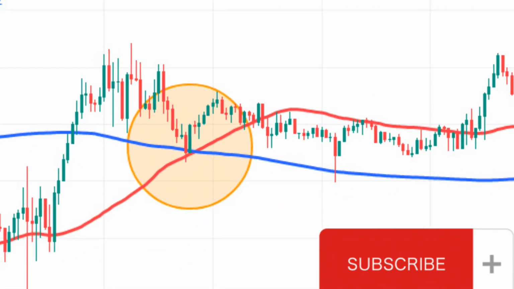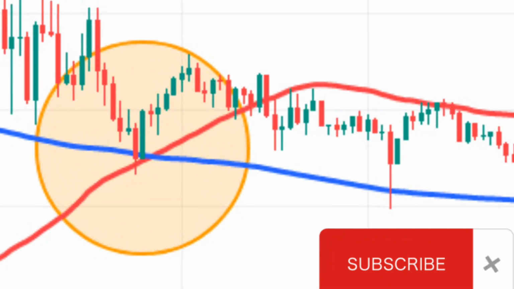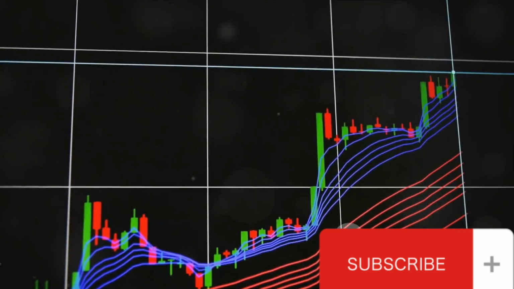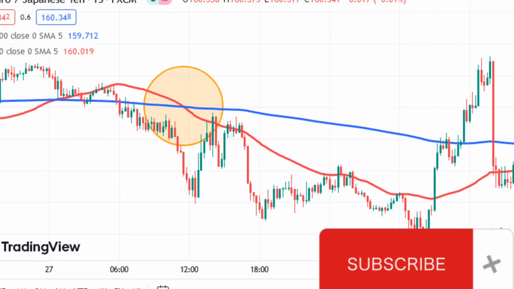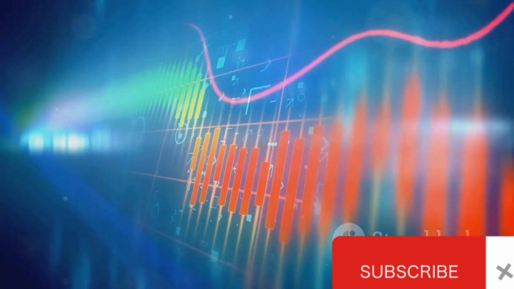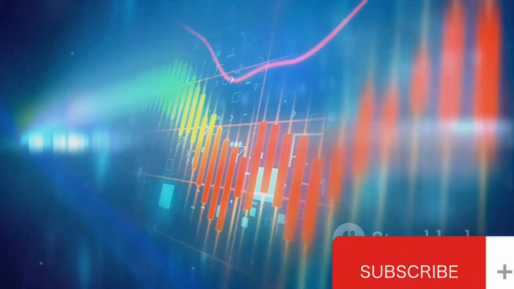When the shorter moving average crosses above the longer one, it's a signal to buy. This indicates that the trend might be shifting upwards. On the other hand, when the shorter moving average crosses below the longer one, it's a signal to sell. This suggests that the trend might be moving downwards.